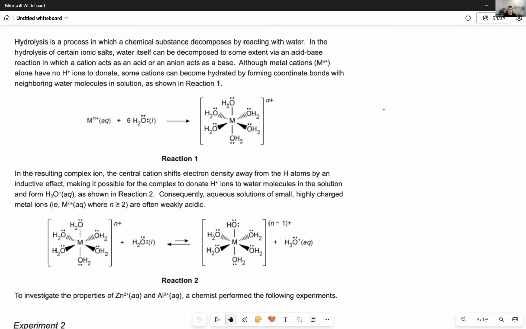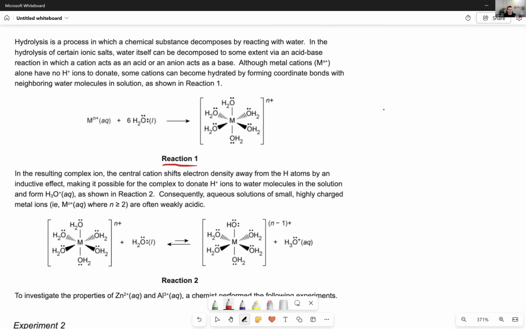Alright, so hopefully you guys have had time to read that passage. So as far as Chem Phys passages go on the MCAT, this one's not too long, which is nice. And basically they're just introducing to us this concept of hydrolysis. The fact that when you have these metal cations in solution, they form these little water cages as they show in reaction 1. And that basically lets them work as an acid, even though they don't actually have protons to donate, which is kind of cool.